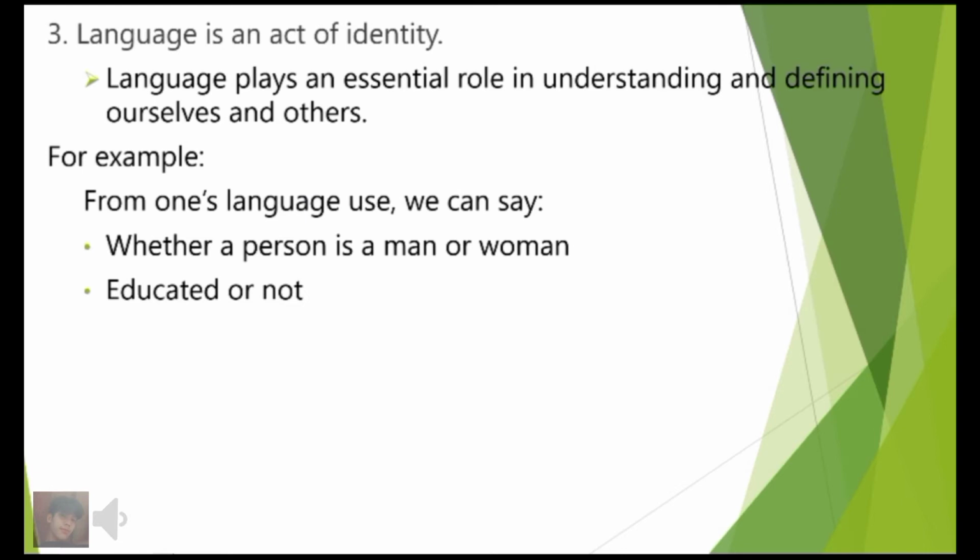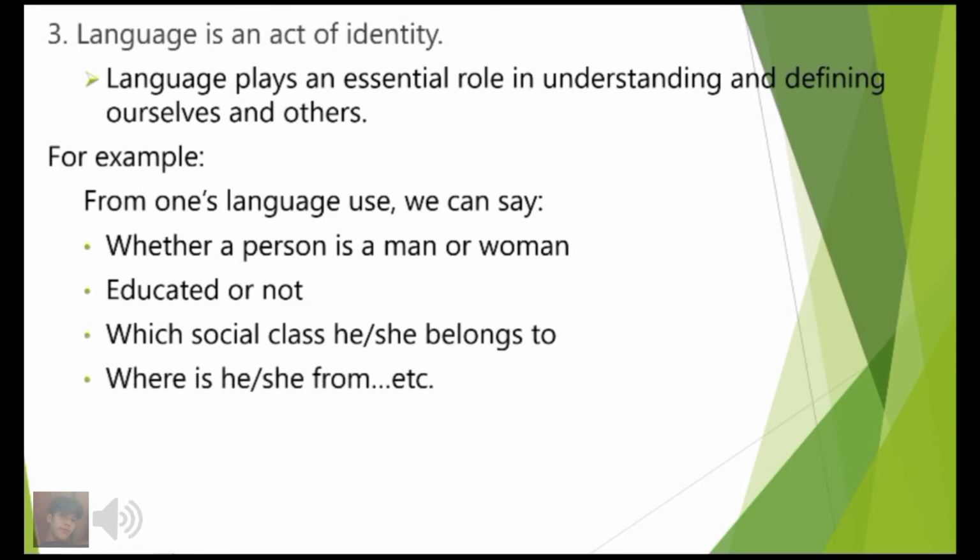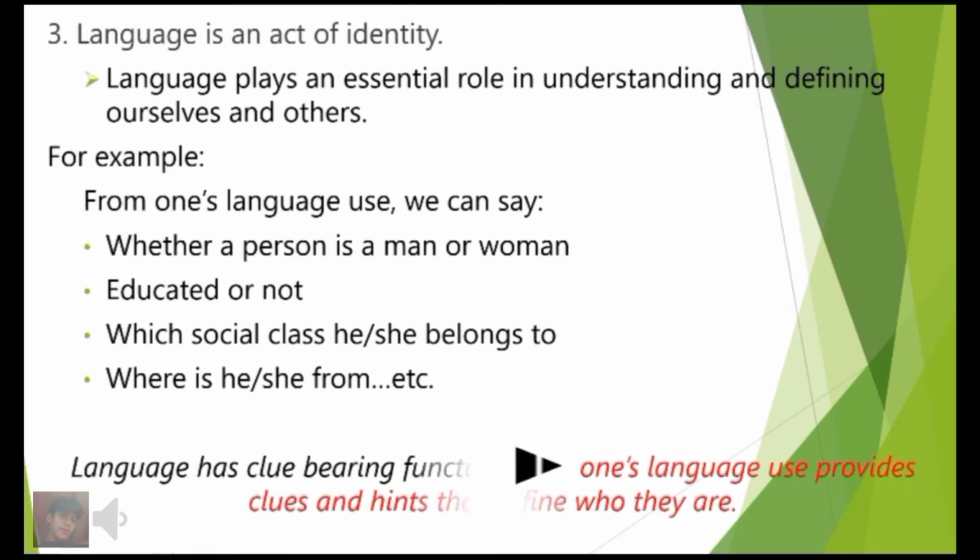From one's language use, we can also say which social class he or she belongs to, where he or she is from, etc. Hence, we can say language has a clue-bearing function, which means that one's language use provides clues and hints that define who they are.